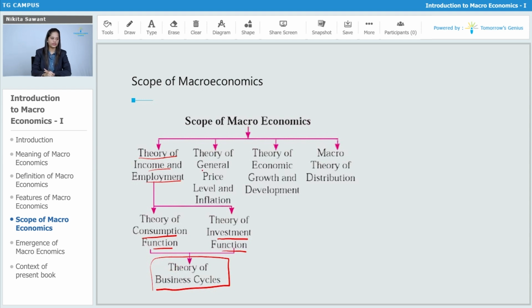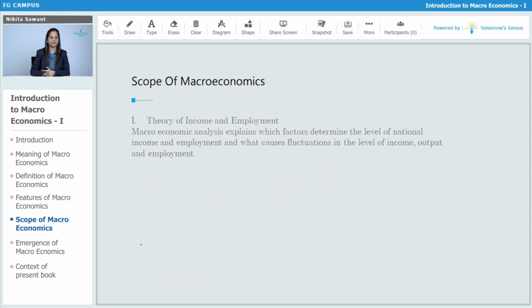The next theory is general price level and inflation. In this theory, we will be learning about what factors determine the price level in the country and how it leads to inflation. Next is the theory of economic growth and development. And the last theory is the macro theory of distribution. So let us learn about these theories one by one.